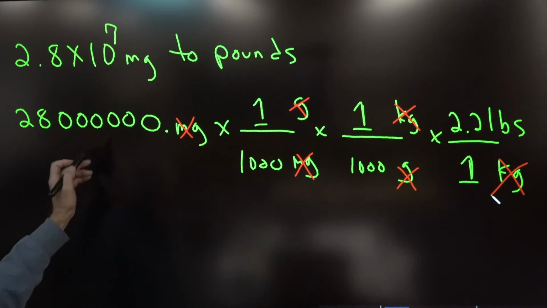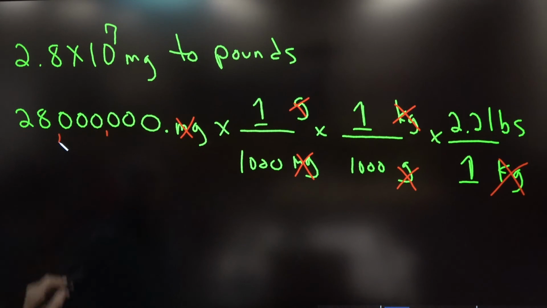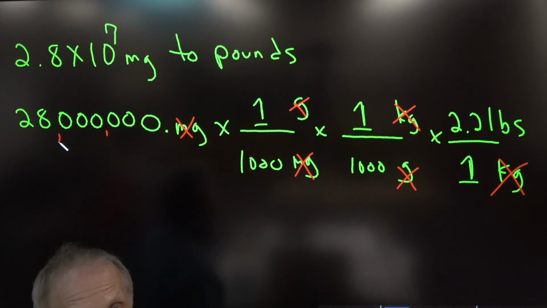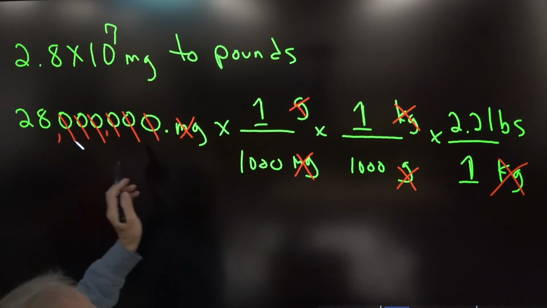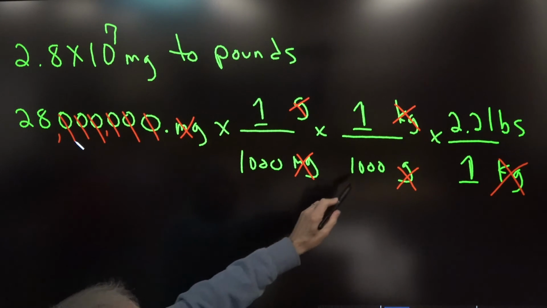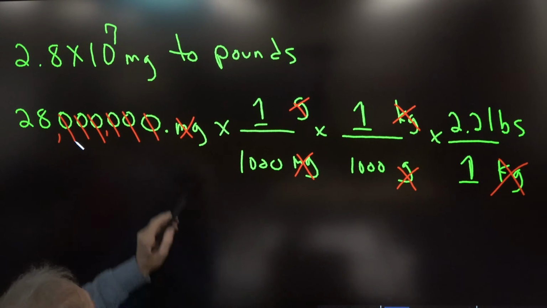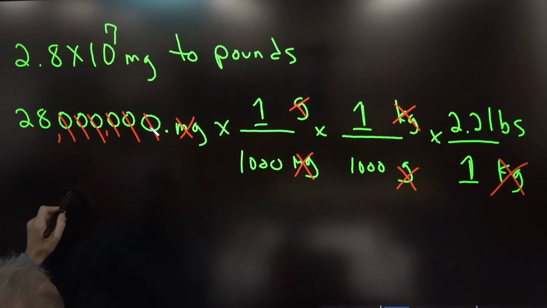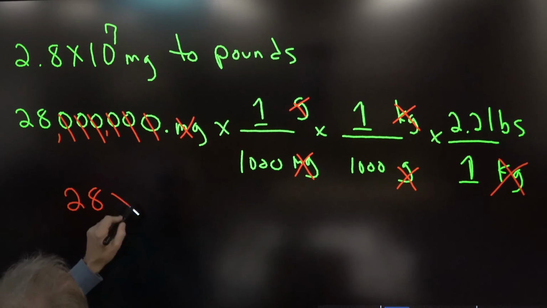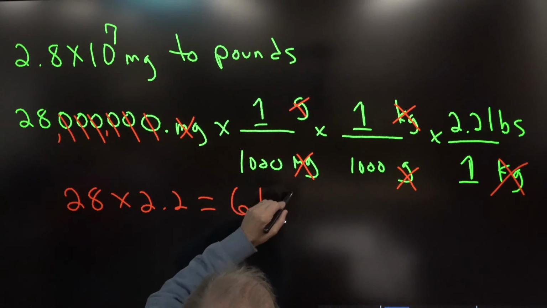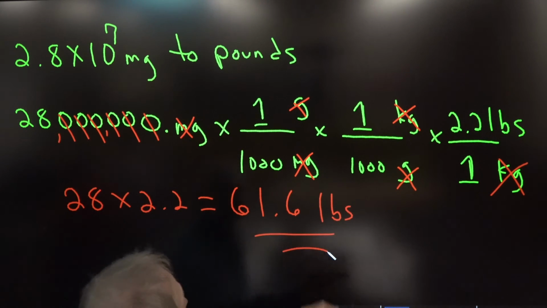So we have to go with this number, which is 28 million times 2.2 divided by 1,000 divided by 1,000. So now we have to put that in the calculator and figure it out. So what I did was, since I have to divide by 1,000 and divide by 1,000, that's 6 zeros. I move the decimal place to the left 6 times. 1, 2, 3, 4, 5, 6. I come out with 28, and that would be times 2.2. And that is 61.6 pounds.